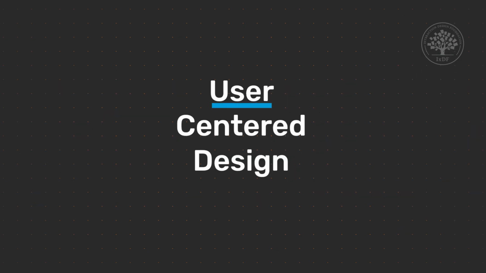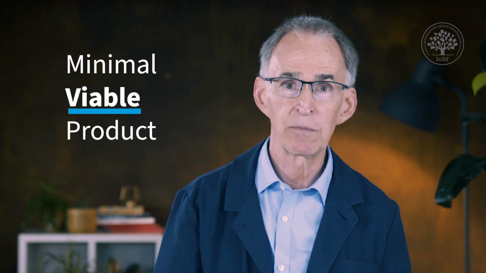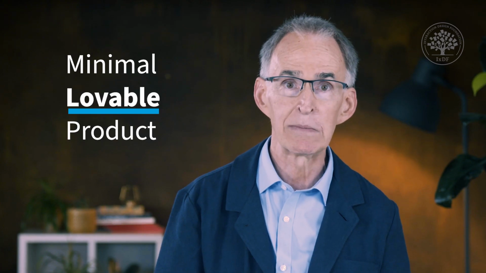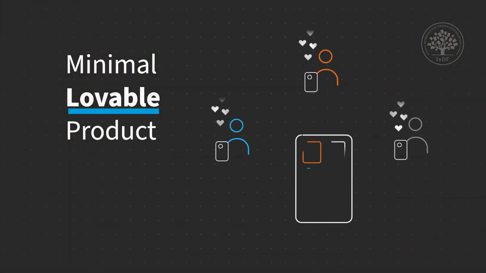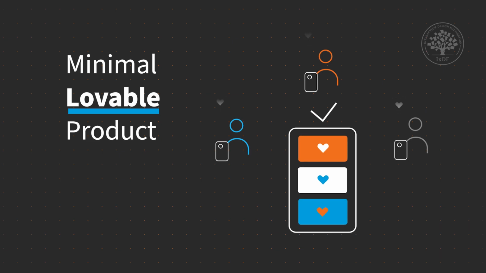From user-centered design, it's a slightly different approach. We actually really need to consider what's important to our users. And if you're following some approaches like minimal viable product, or better yet, minimal lovable product, then you want to make sure that what you ship first is really important to your personas.